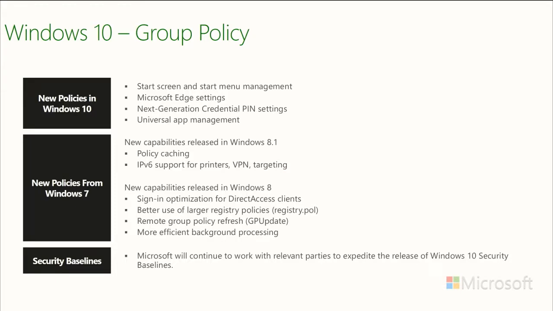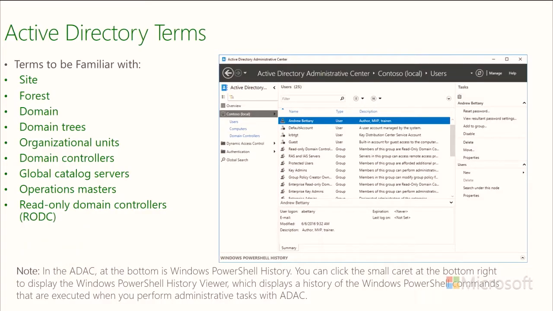So as a Windows 10 administrator, as an IT administrator, one of the other things you have to be familiar with in the enterprise is managing objects in Active Directory. So Active Directory terms are things that you should be fairly familiar with. OUs, sites and subnets, domain trees, organizational units, global catalog servers, all are terms that are used when you're managing those devices in your Active Directory environment.